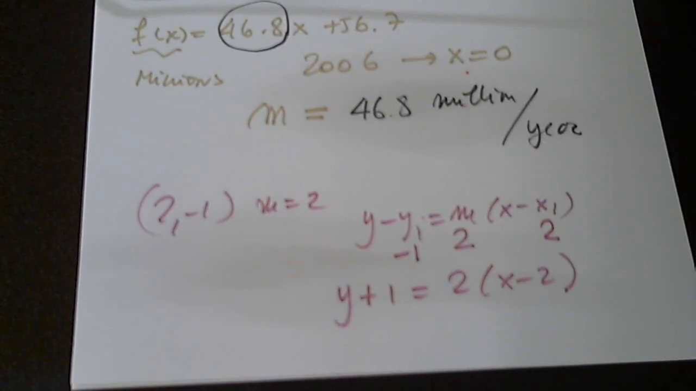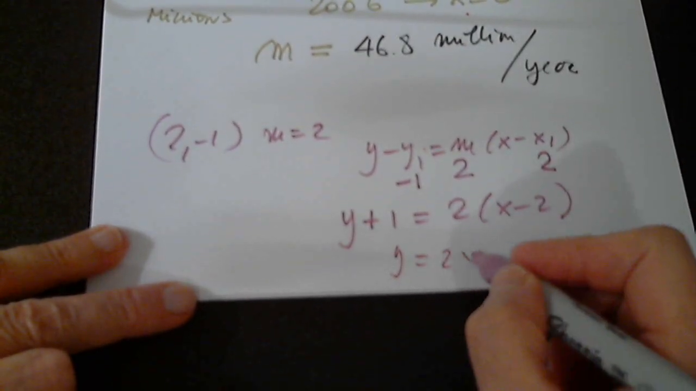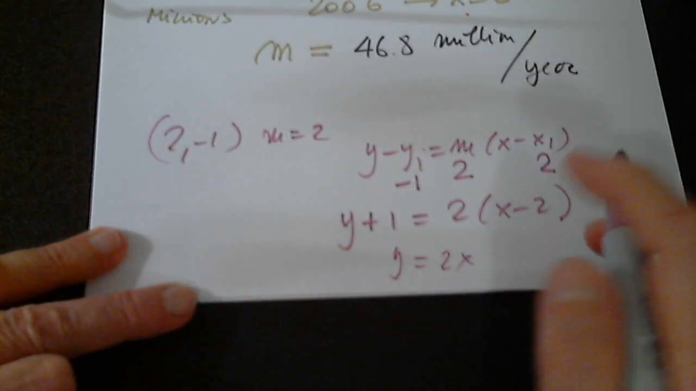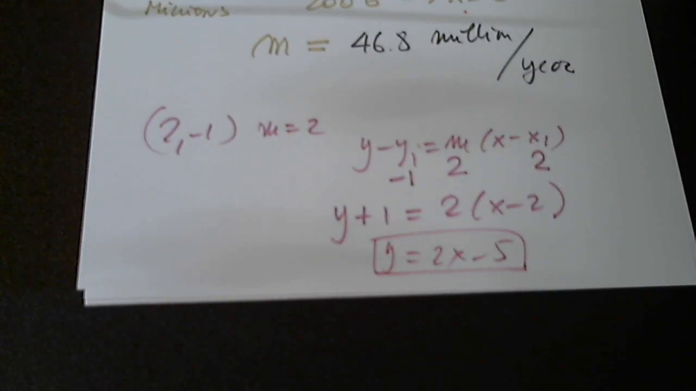Write an equation of the line in slope intercept form. So now they want us to solve for y. Fine. So y equals 2x minus 4 minus 1. So now we will enter y equals 2x minus 5. Let me see if I entered everything correctly. I think I did.